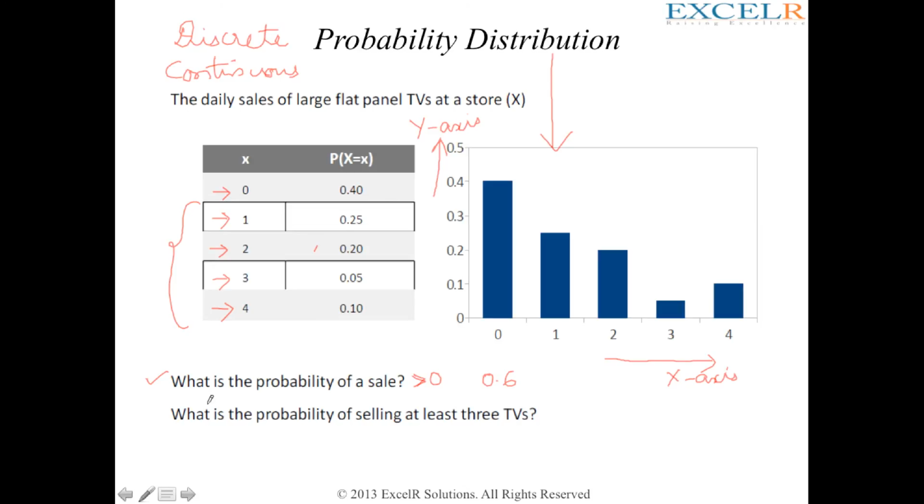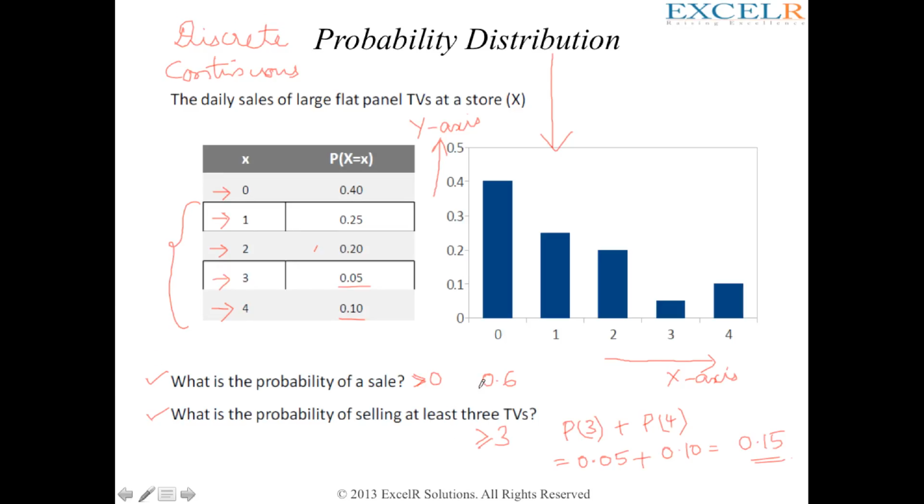Now, if I ask you this question on what is the probability of selling at least 3 television sets, this is what I say. Probability of selling greater than or equal to 3 television sets, which is equal to probability of selling 3 television sets plus probability of selling 4 television sets. Probability of selling 3 television sets is given in the table as 0.05 here. And probability of selling 4 television sets is given as 0.1 here. And if we add these two, you get 0.15. And this is the probability of selling at least 3 television sets.